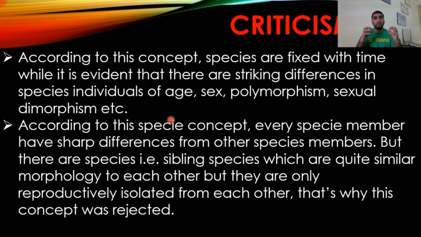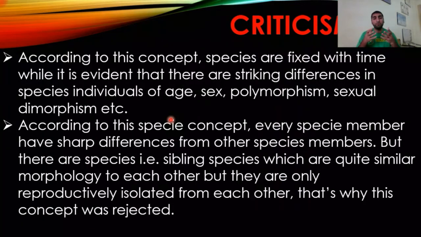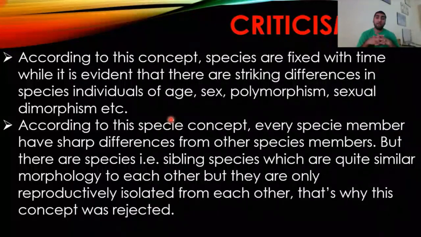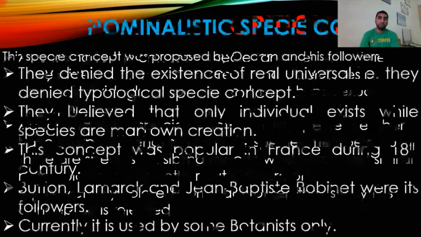they are different species. But if they are morphologically the same, they are similar species. But you know, sibling species are morphologically similar, and yet they are reproductively isolated. So you cannot define those species if you accept the typological species concept. There are sibling species which are quite similar morphologically to each other, but they are reproductively isolated from each other, and that's why this concept was rejected.